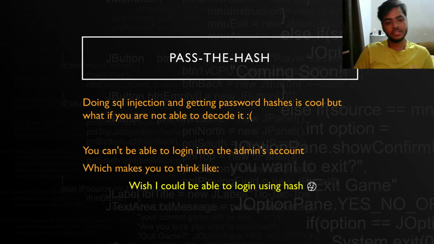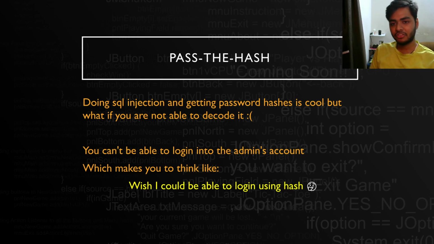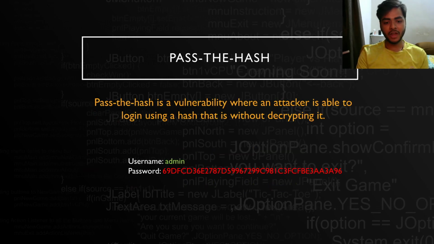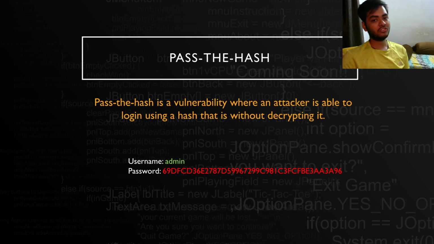Okay, next one is the pass the hash vulnerability. Doing SQL injection is pretty good. You do SQL injection with sqlmap, but you are not able to decode the hash. You cannot convert MD5 back into the original string, and you get frustrated and wish you could do your authentication using this hash only. Username would be admin and the password would be your hash. This is a vulnerability called pass the hash, where you log in using a hash.